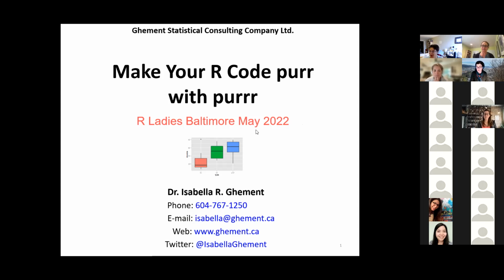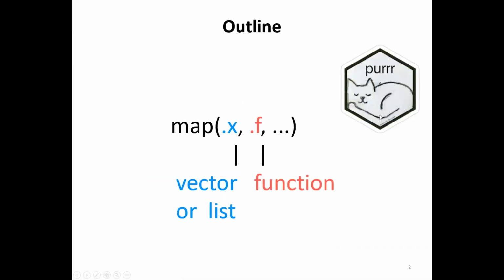So here we go. I tried to choose a catchy title to entice you to attend: Make your R code purr with purrr, or pure R. purrr is an R package for functional programming, and it really relies on this workhorse function called map. We'll see how this comes about and how we use it. But this map function usually requires you to feed it a vector or a list and a function.